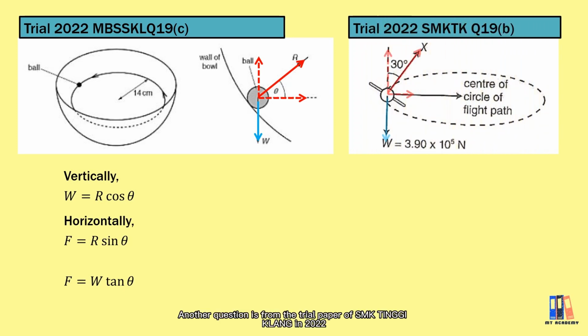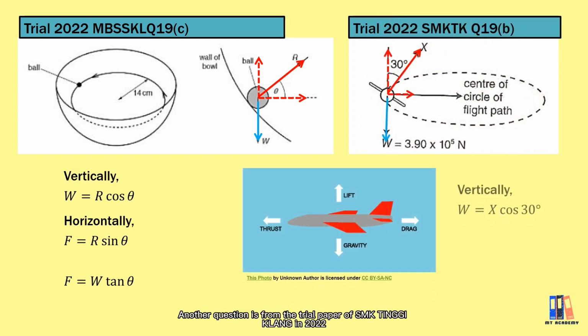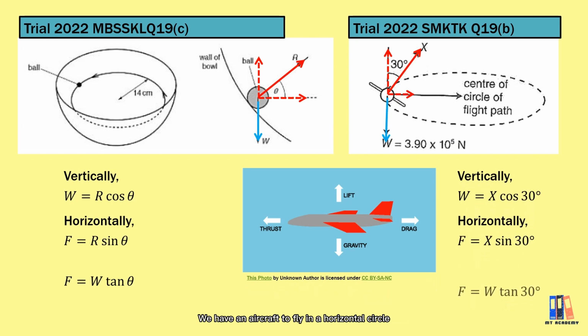Another question is from the trial paper of SMKTK in 2022. We have an aircraft flying in a horizontal circle. The centripetal force here is provided by the horizontal components of X, which is also the lift force of the aircraft. For car drivers on land, you can change the direction of the car simply by steering the wheel, but for the pilot to change the direction of the aircraft, it is actually contributed by the lift force. So you may try those questions if you're interested. They can be found in the STPM Physics Telegram channel, which I have put the link in the description below.